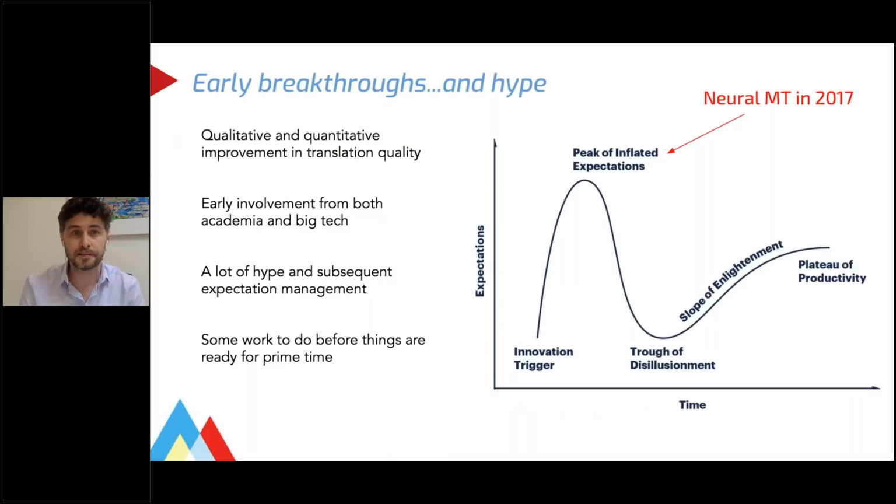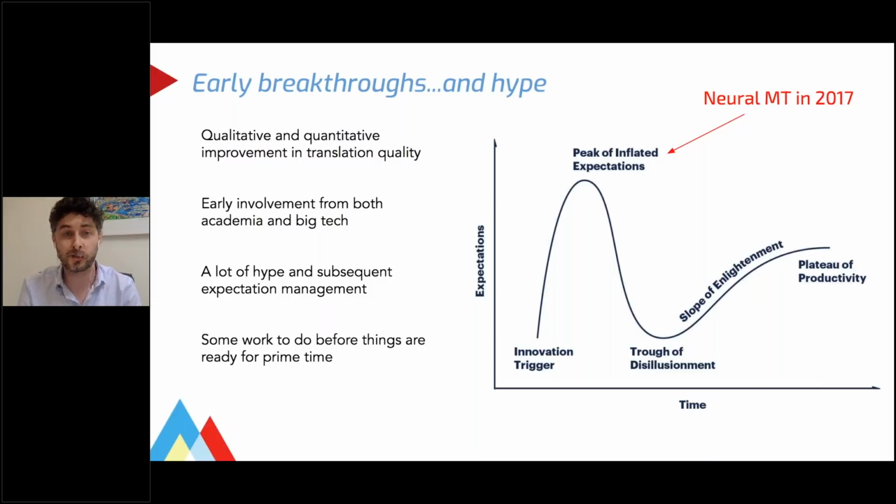So, as I said, we very quickly moved along the hype cycle. This is the Gartner hype cycle for emerging technologies. And by 2017, we'd reached what we call the peak of inflated expectations. That being said, there is no smoke without fire. The hype was justified to an extent.